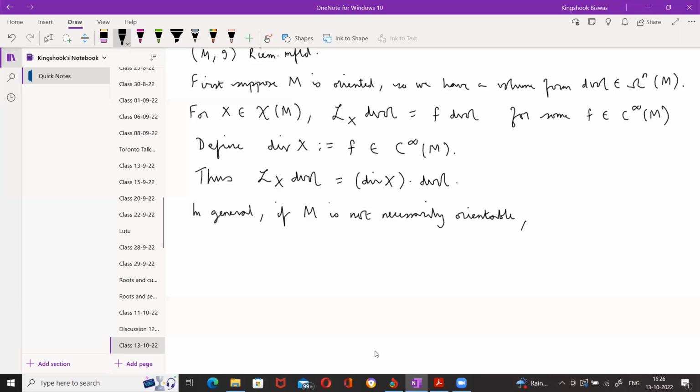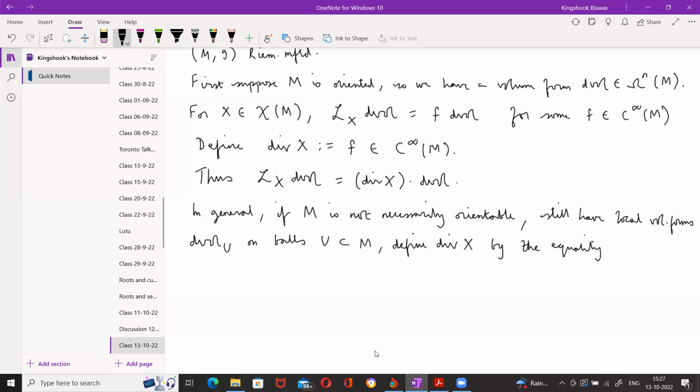So if M is not necessarily orientable, we still have local volume forms, say dvol_U on balls U in M, and then you define the divergence of X by the equality L_X dvol_U equal to div X times dvol_U.